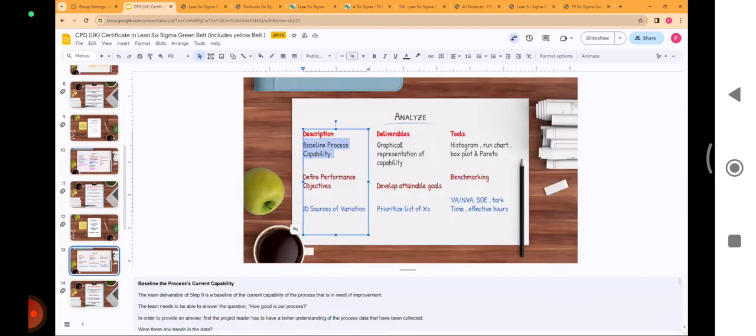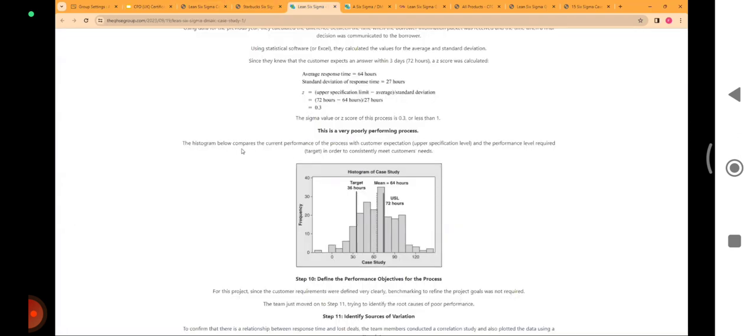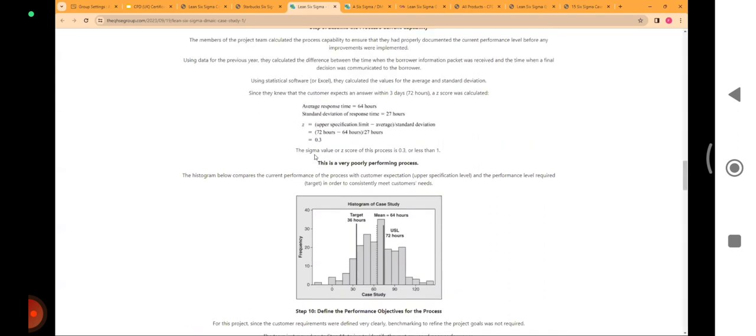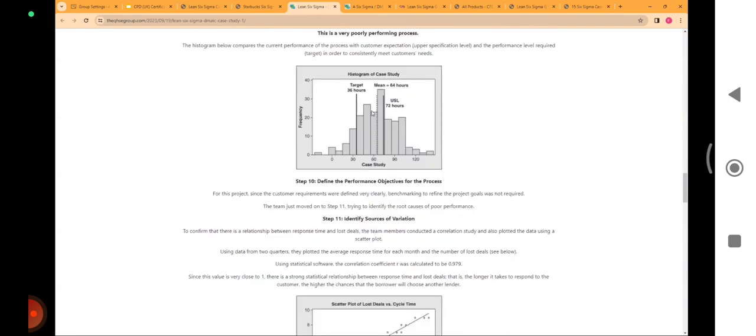So now we are going to look at the spread of the process. That means we now need to see how good or how bad this process is based on this data. The histogram below is going to compare the current performance of the process. That means the capability of 0.3 is going to be compared with customer expectation, the performance level required, and also the target. So this is basically the result here.